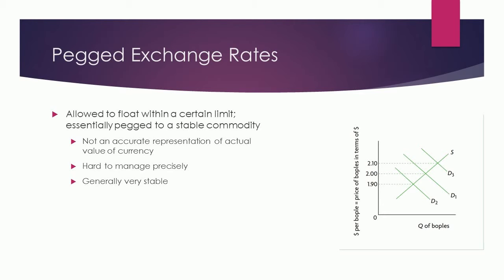Pegged exchange rates. These are essentially allowed to float within a certain limit, meaning they are pegged to a stable commodity and the value of said commodity is the target value of the currency. One disadvantage is that this is not an accurate representation of the actual value of the currency, and is very hard to manage precisely. However, this makes the currency generally very stable.